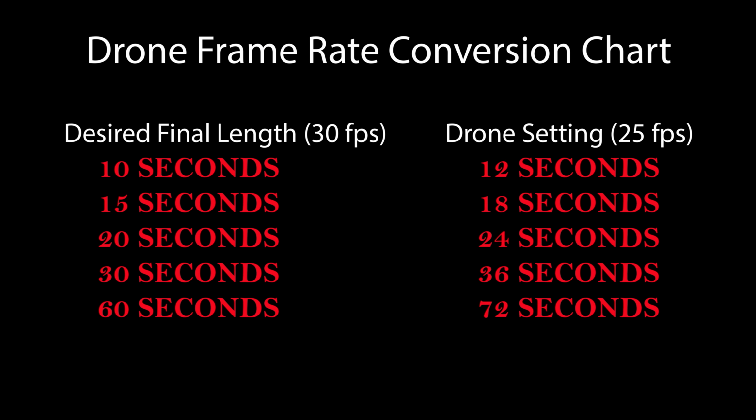This chart will help you choose the correct shooting length to match a 30 frame per second timeline. For example, if you want your final video to be 30 seconds long, you'll need to set the drone time-lapse to shoot for at least 36 seconds.